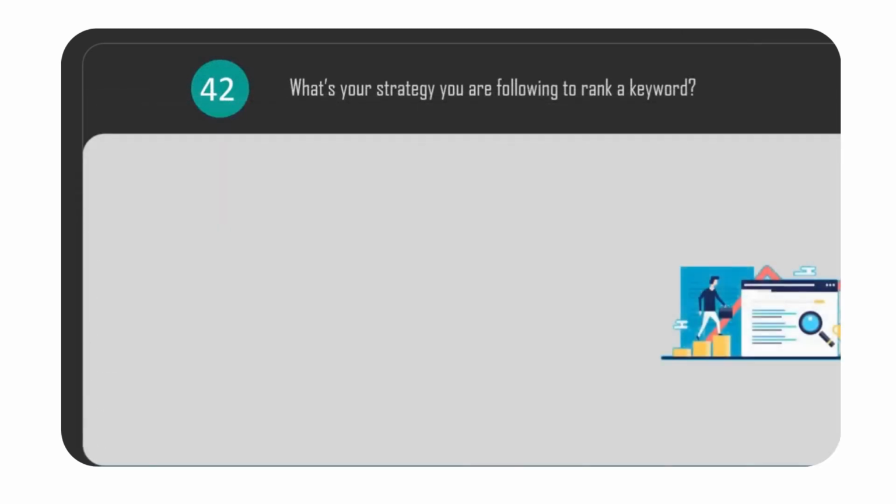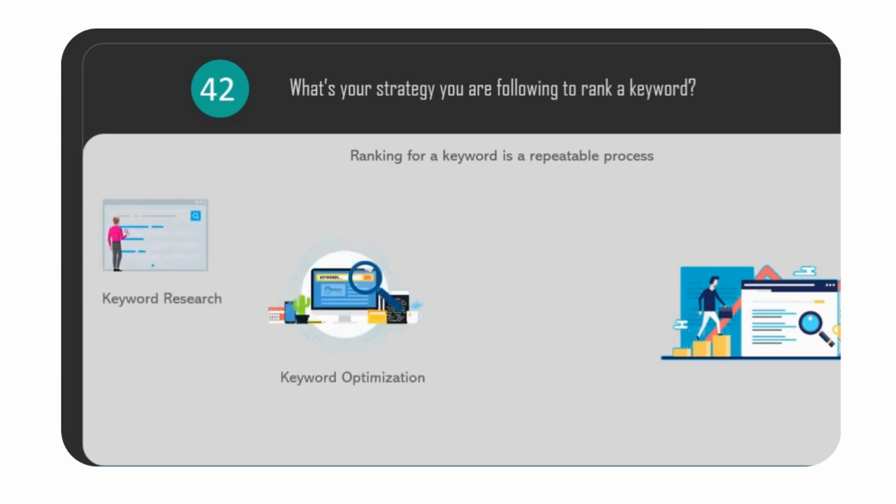Now the next one is, what's the strategy that you're following to rank a keyword? How do you make a keyword rank? Ranking for a keyword is a repeatable process, and you won't get the results that you want 100% of the time, especially if the keyword that you're trying to rank is a popular one. But content marketing and SEO practices like keyword research, checking out for competition, conceptualizing the content, and optimizing your keyword can help you with rankings. Okay, so this is a strategy that we follow.